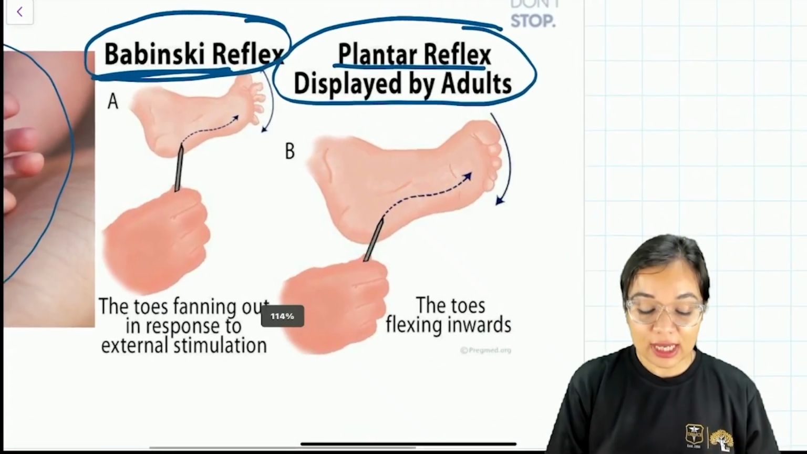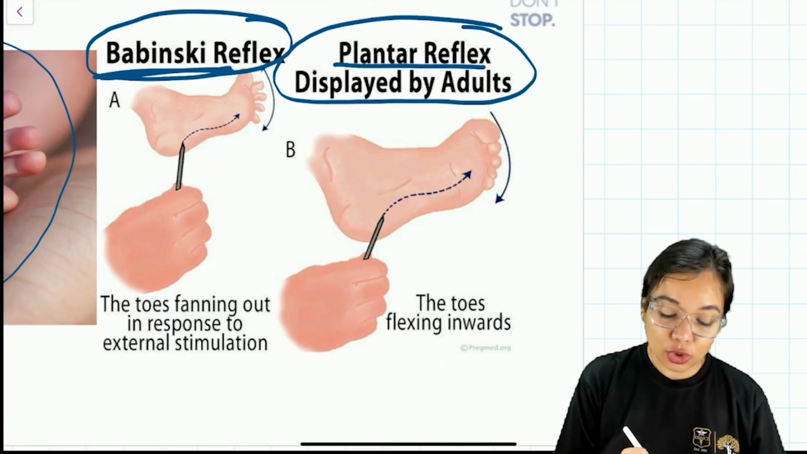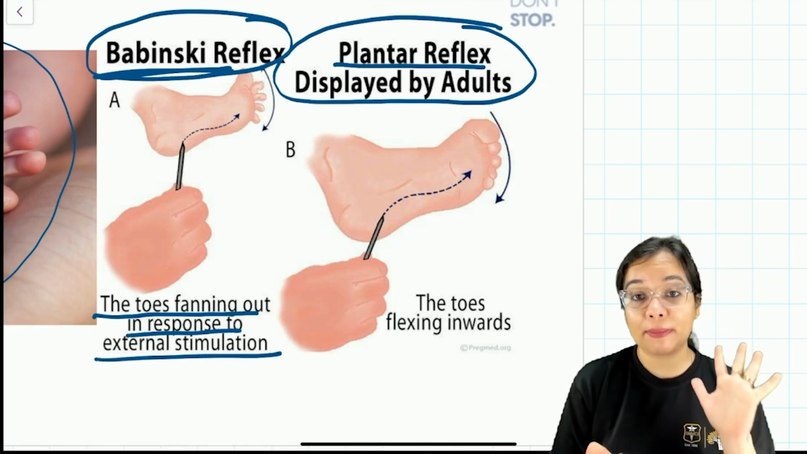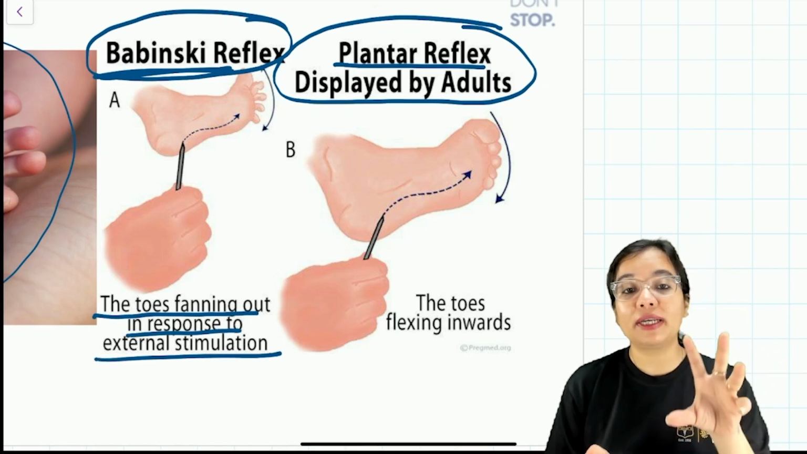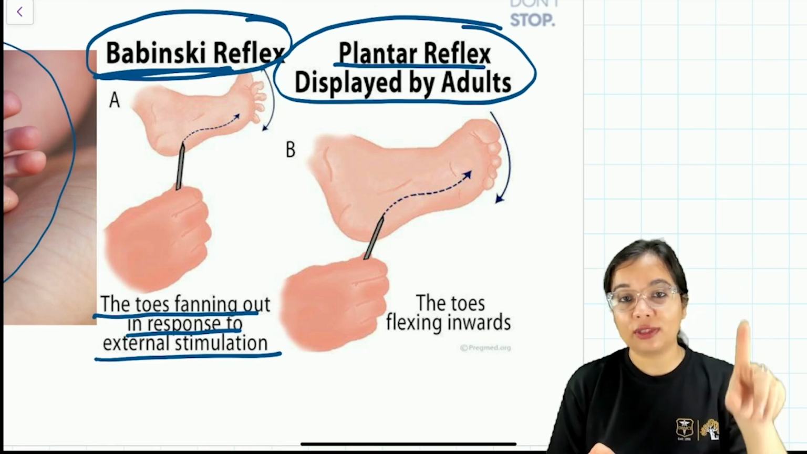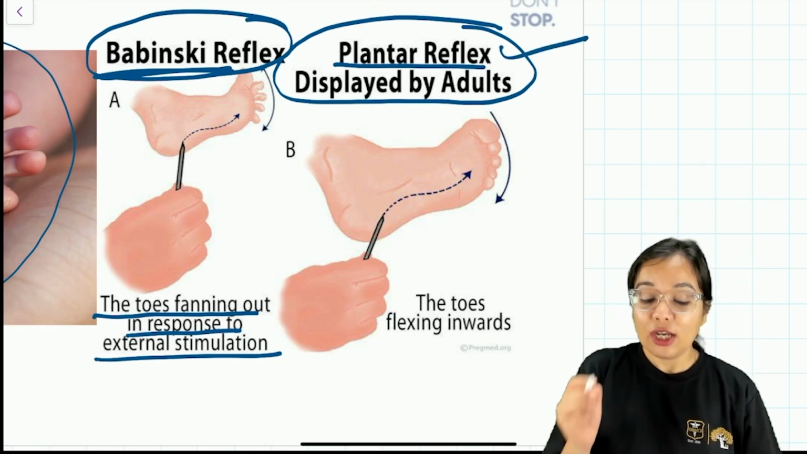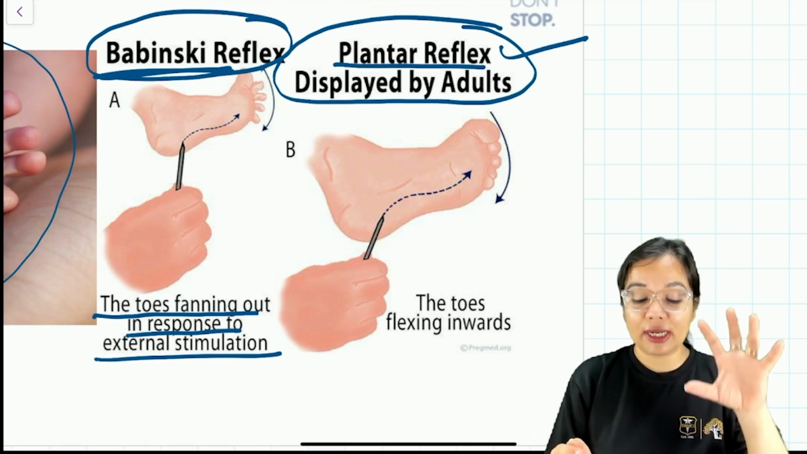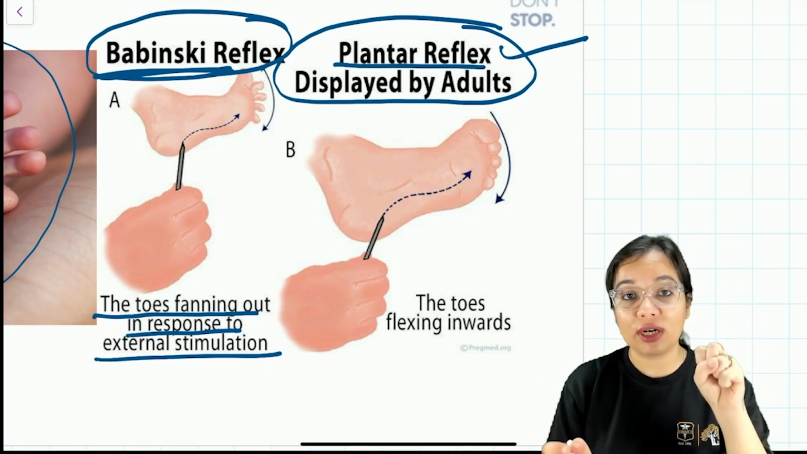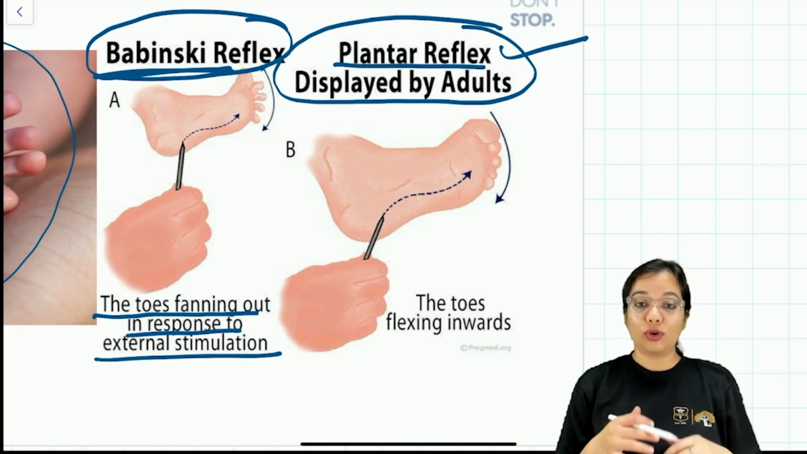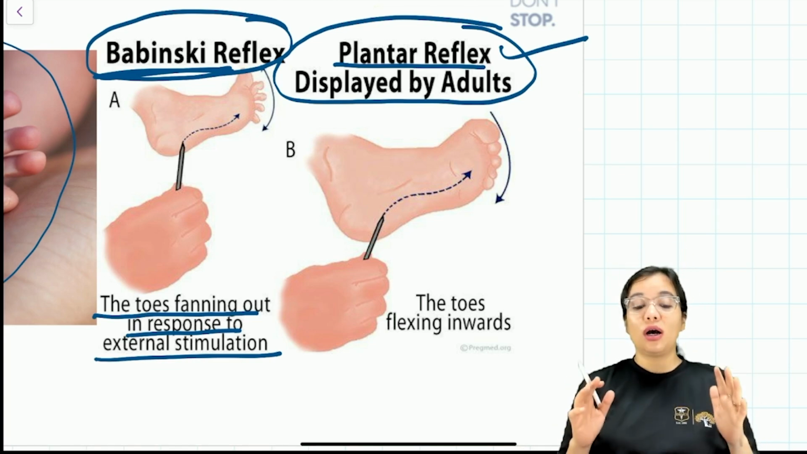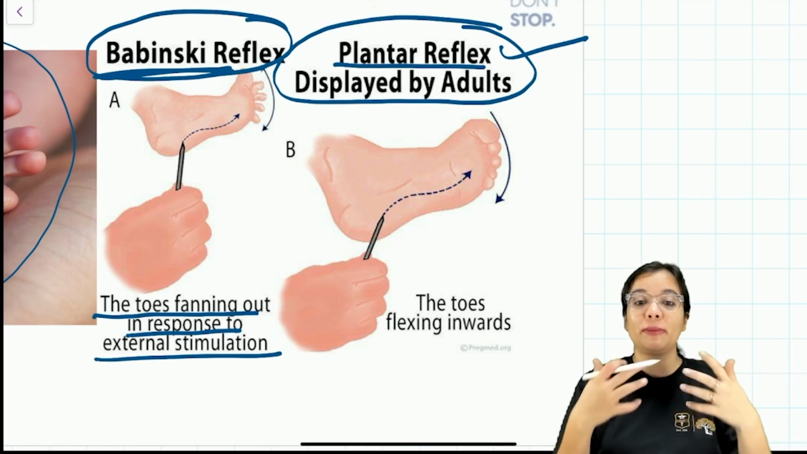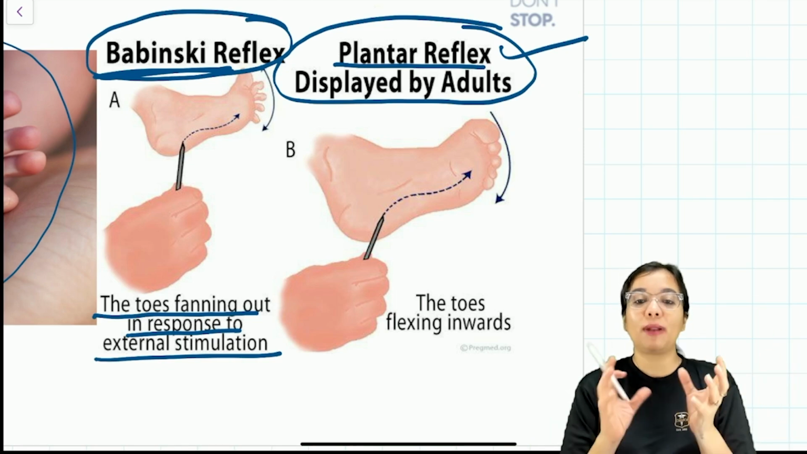So what is the difference? In Babinski's reflex, the toes are fanning out in response to external stimulation. Whereas in plantar reflex, go try it on your mother or father or brother or sister. Whenever you do the same stimulation on an adult's foot, they tend to flex the toes inwards. That is the plantar reflex. So when you grow up as an adult, your reflex is exactly opposite to that of the Babinski's reflex, and it is called the plantar reflex.